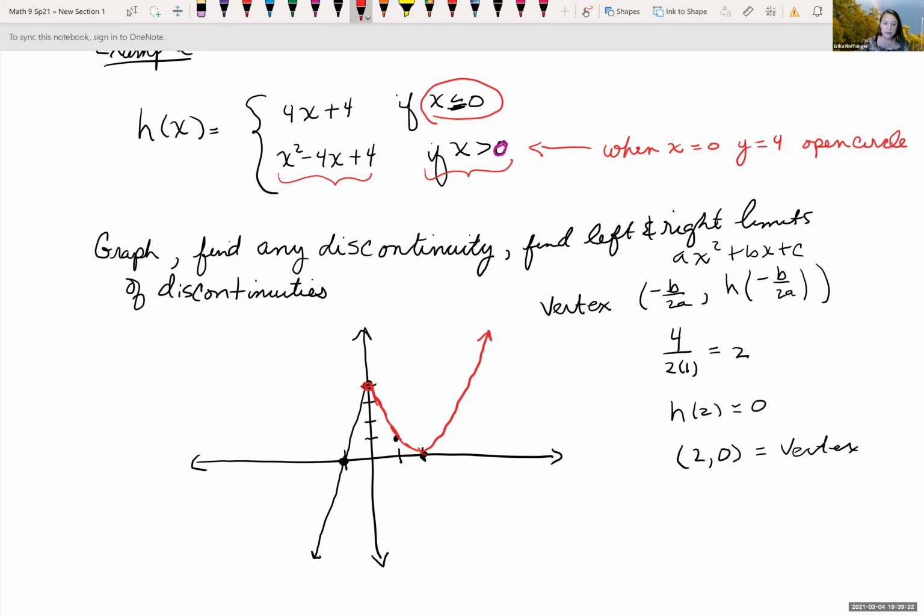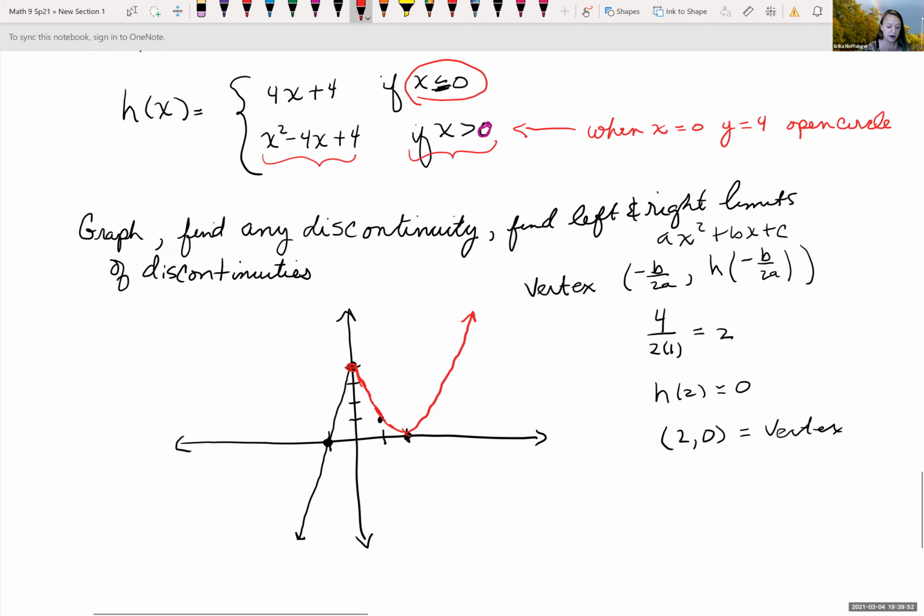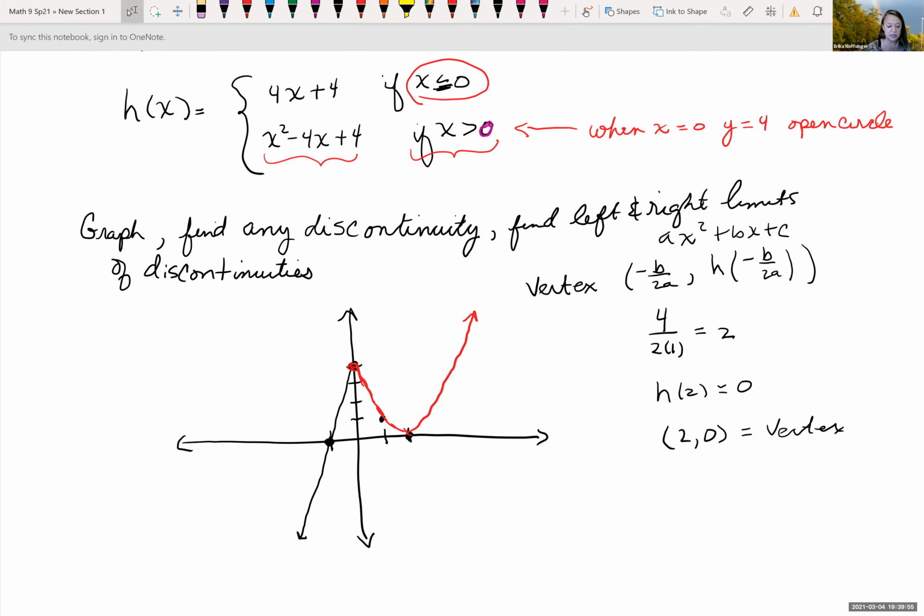And so the only point that we might have a problem where it would be discontinuous would be at where our equations are changing. And so in this case, there was only one place, when x was equal to 0. Because we have that same y value, it's continuous there. So this is continuous everywhere. And I know polynomials are always continuous. So 4x plus 4 is continuous and x squared minus 4x is always continuous. So I don't have any problems when x is less than 0 or greater than 0.